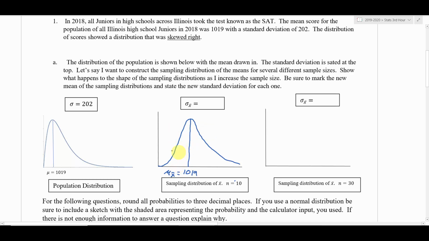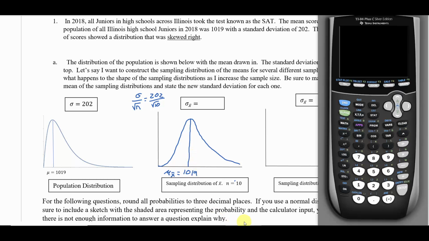Then we talk about the spread. If you recall yesterday, as that sample size increased, and it did increase, it went up to 10, the standard deviation should decrease. So it's no longer going to be 202. To calculate this new standard deviation, I have to take the original population standard deviation and divide it by the square root of our sample size. In this case, this will be 202 divided by the square root of 10. And then I will know what my standard deviation for this is.